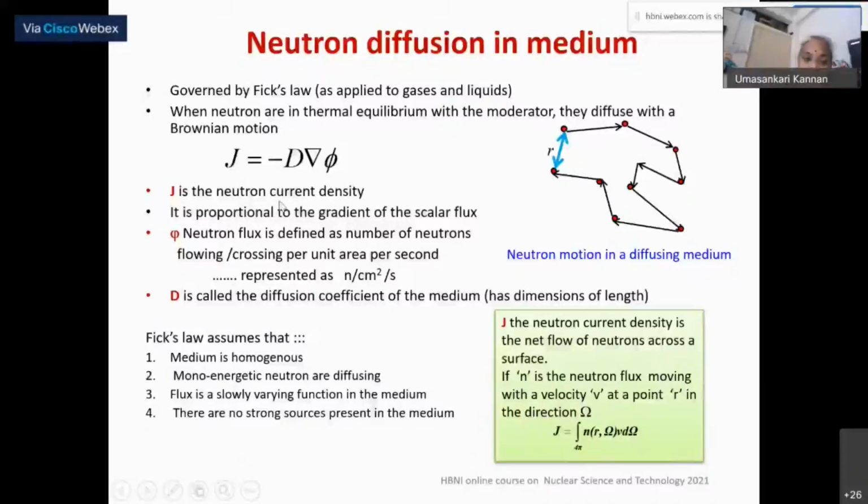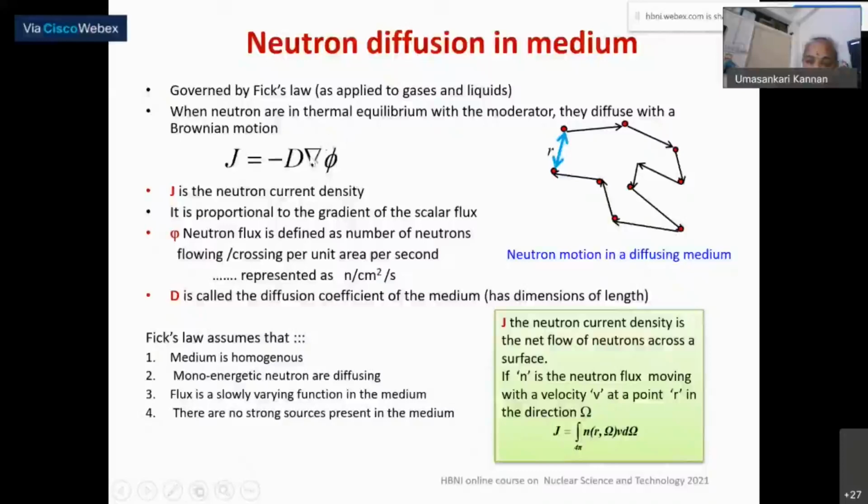Now, in analogy with Fick's law, we have this neutron current. J is the symbol for neutron current density. It is proportional to grad phi, and the proportionality constant is D, which is the diffusion coefficient. So J is proportional to the gradient of the scalar flux. This is a scalar flux.